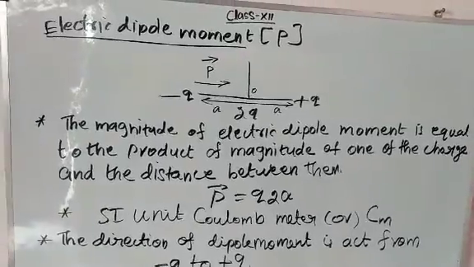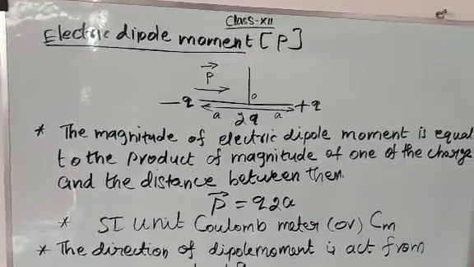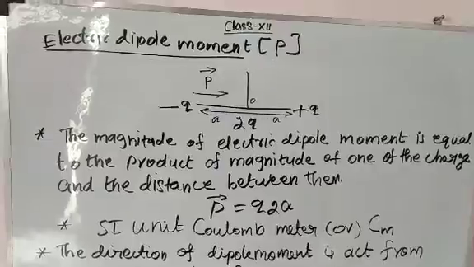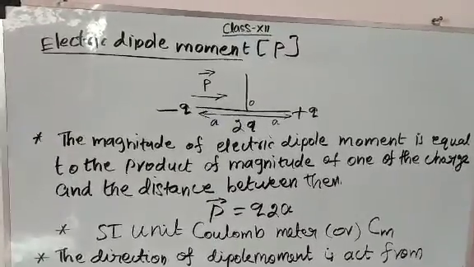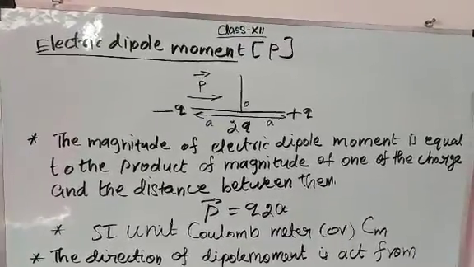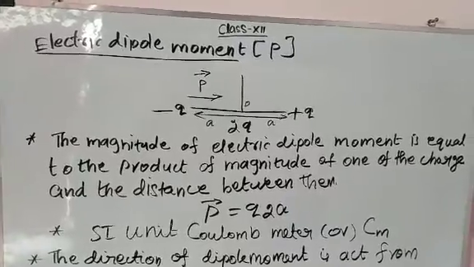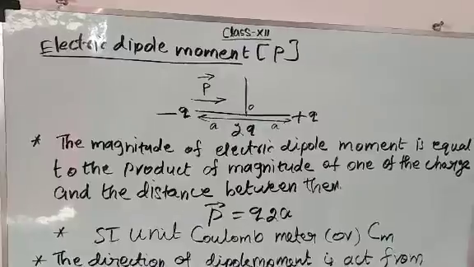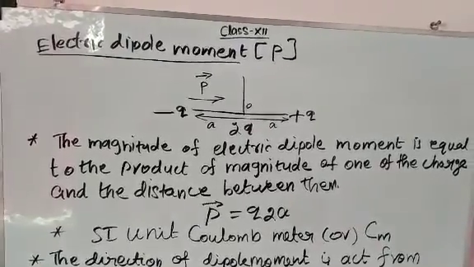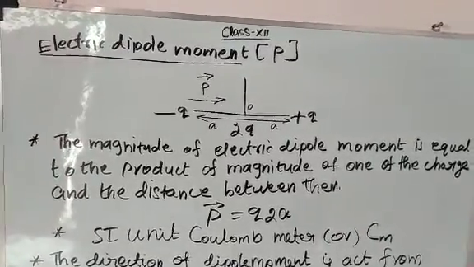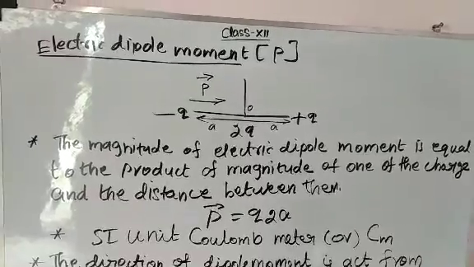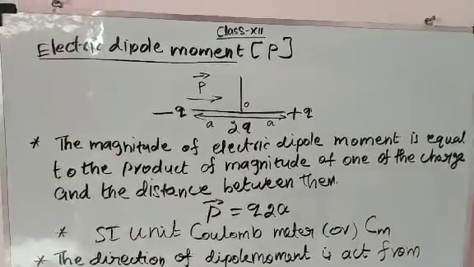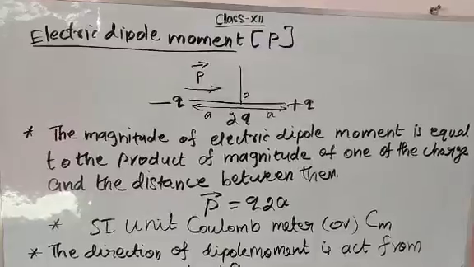Next, another important topic is electric dipole moment P. From the diagram, minus Q charge and plus Q charge are separated by a small distance 2a. O is the midpoint of the two charges. A is the distance between O and minus Q, and another A is the distance between O and plus Q. Here the P vector represents the electric dipole moment.